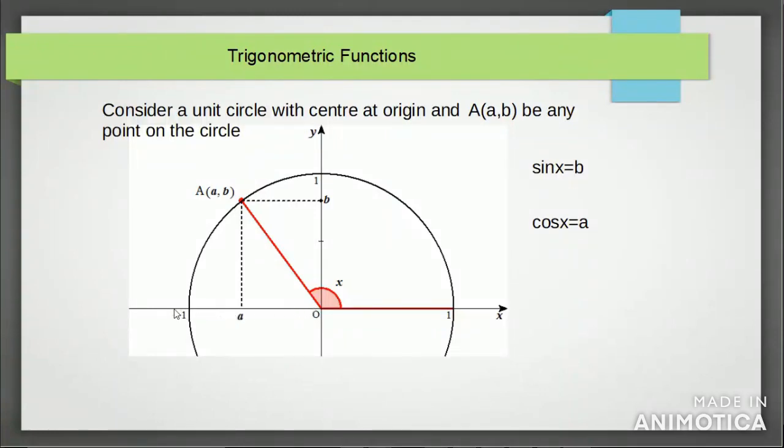Similarly, from this point you can draw a perpendicular to the y axis. It will meet at a particular point, and corresponding to this point you will have a real number B. A and B do not mean the distance here; A is the real number corresponding to this point on the x axis, and B is the real number corresponding to this point on the y axis. Now sin x is defined as B, which is the y coordinate of the point, and cos x is defined as A, where A is the x coordinate of the point.